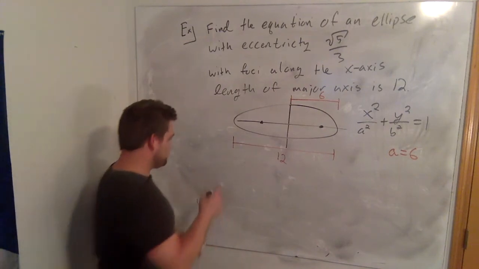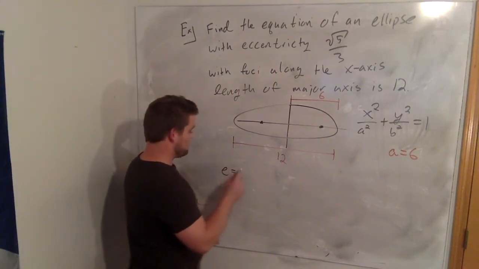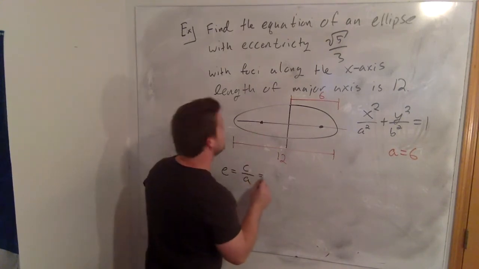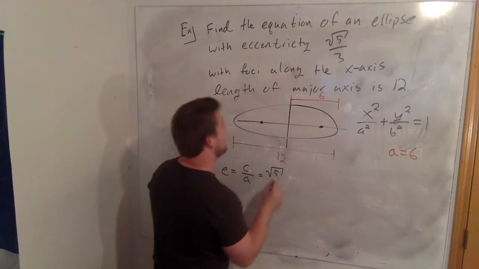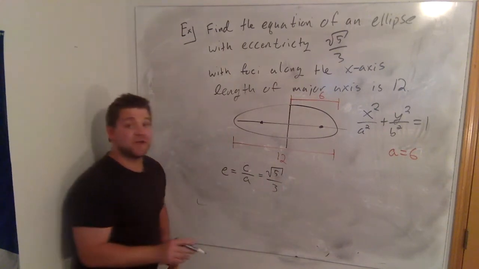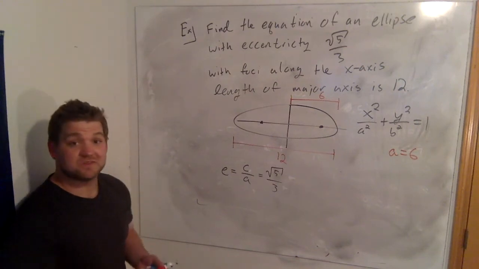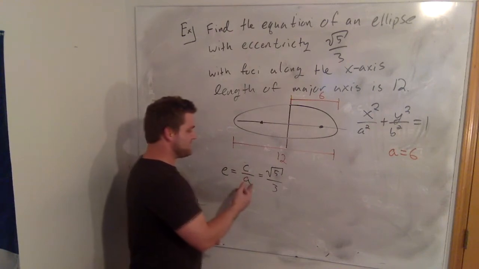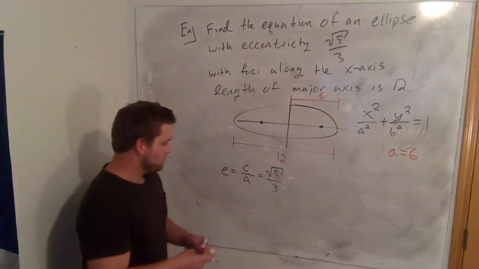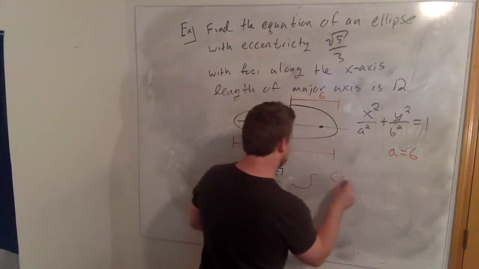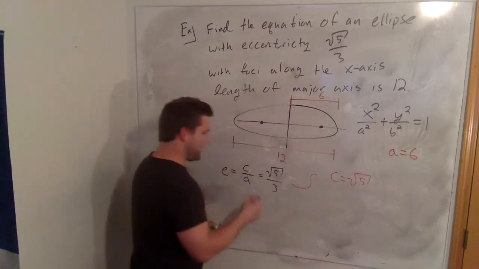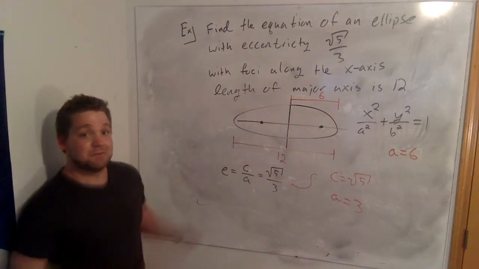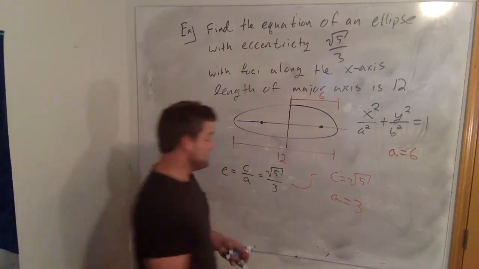So the eccentricity is defined to be C over A, and that's the same thing as the square root of 5 over 3. Here's one of the biggest mistakes I see students make. The eccentricity is C over A, and that's the same thing as root 5 over 3. So you might think that C is root 5 and that A is 3. But this is incorrect.